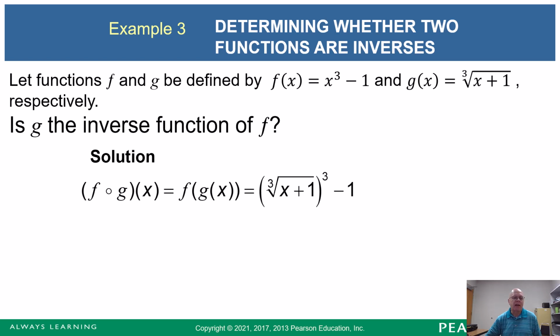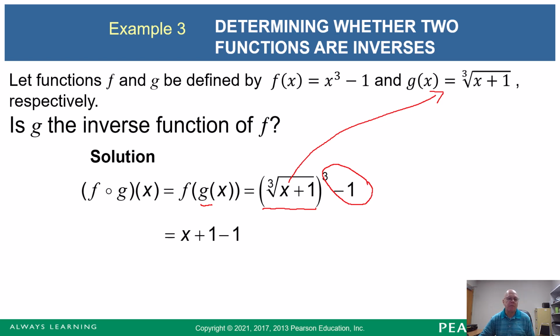Check it algebraically. Remember, g gets it first, so the x goes into the g function first, which gives us this. The f function cubes the result and subtracts 1. What do we get? Simplify this. There we go. We've got the identity function again. Is that good enough? No, not quite.